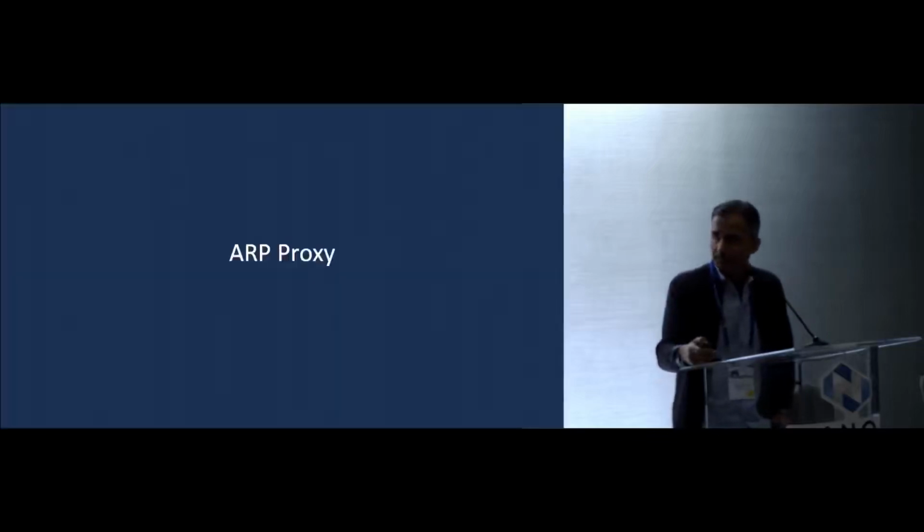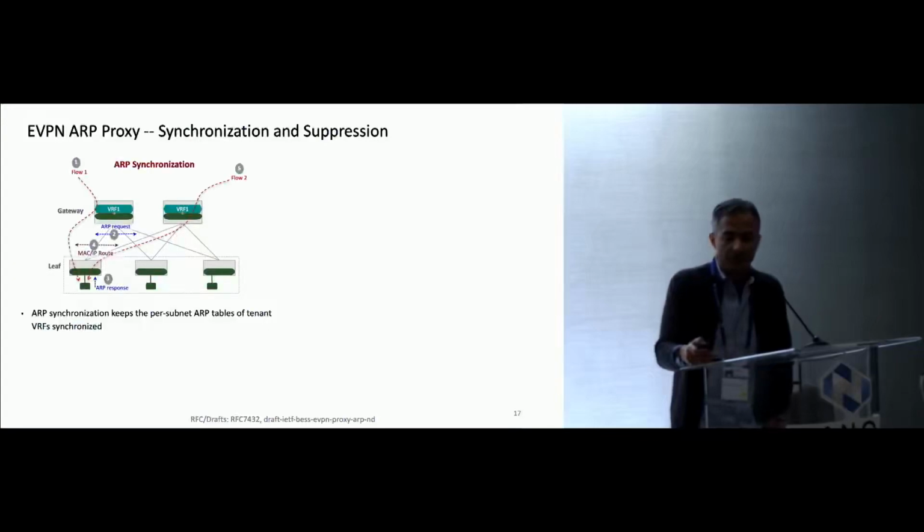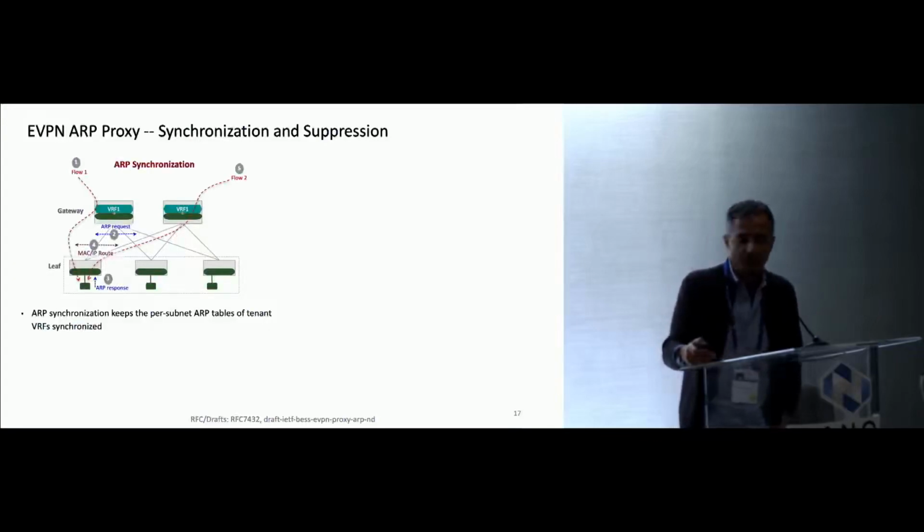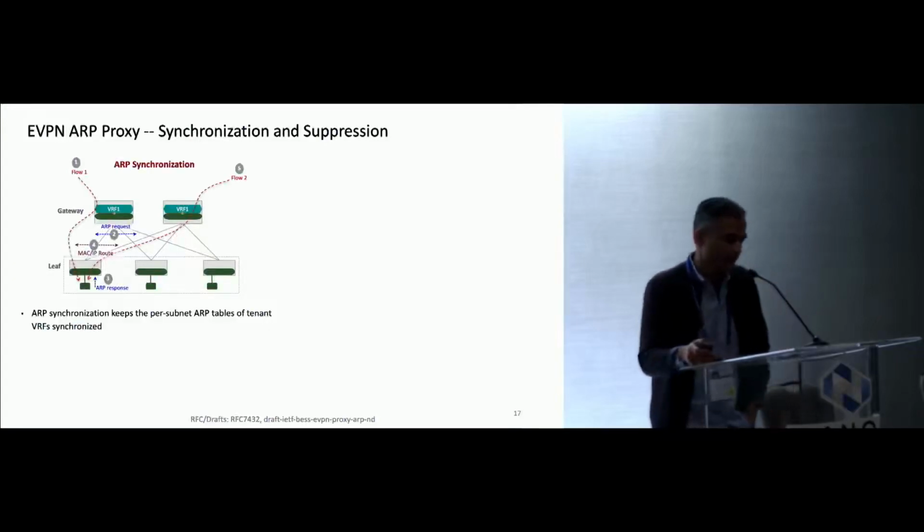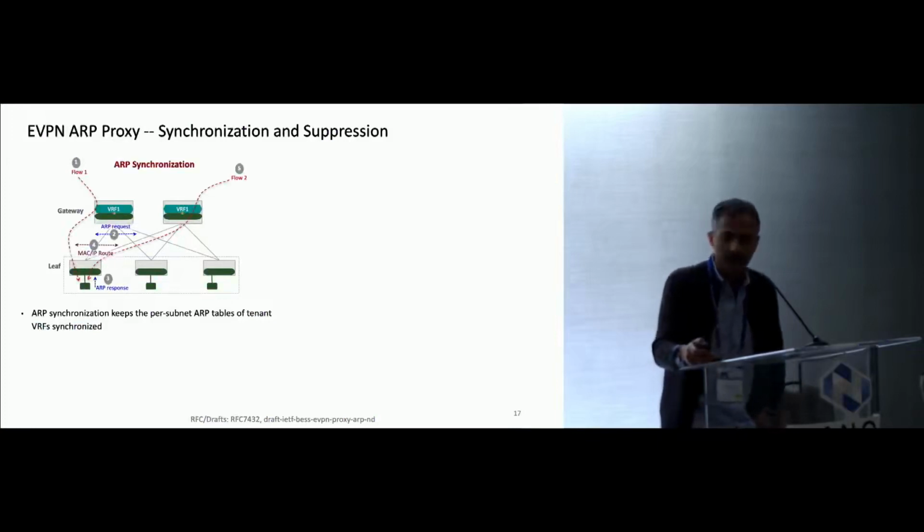Okay. So before I get into the next 2 service types, which are integrated routing and bridging overlay service types, we'll talk about ARP proxy because it's an important component of the next 2 types. ARP proxy is used for 2 functions, namely ARP table synchronization and ARP suppression.